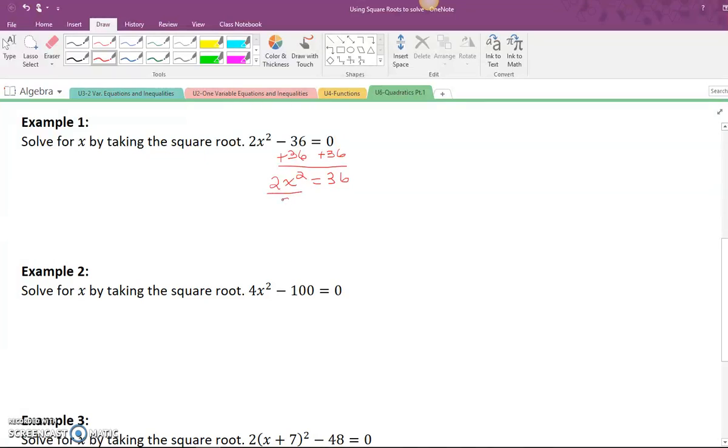Then I'll divide by 2. So now x squared equals 18. And then the last step is to take the square root of each side. So I'll take the square root of x squared, take the square root of 18.